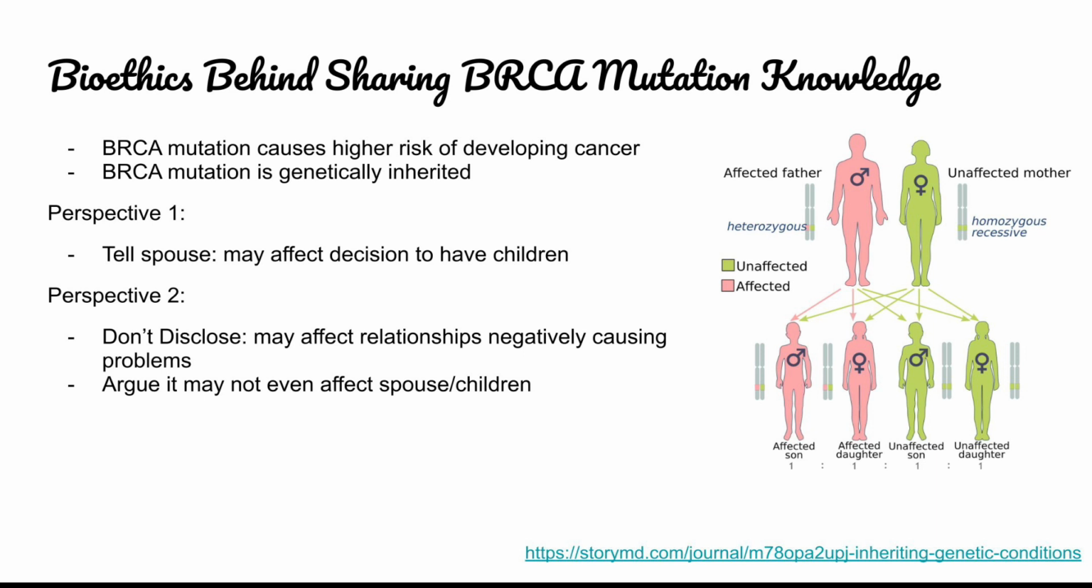Perspective 1 is that you should tell your spouse because it could have an effect on their future children being more likely to develop cancer. However, perspective 2 may argue that you shouldn't have to disclose this information because it could negatively affect relationships and that it may not even affect the children in the future because it's not a sure thing that they would develop cancer or even inherit the mutation.